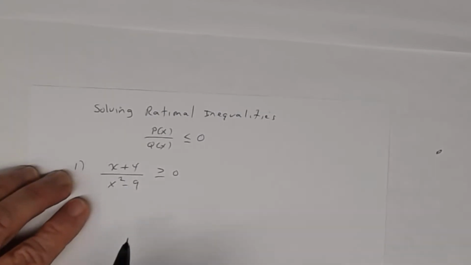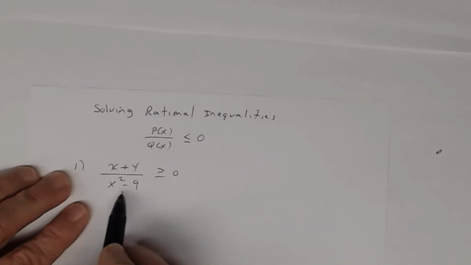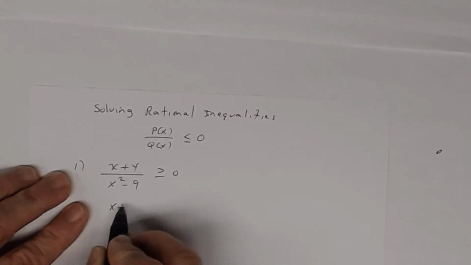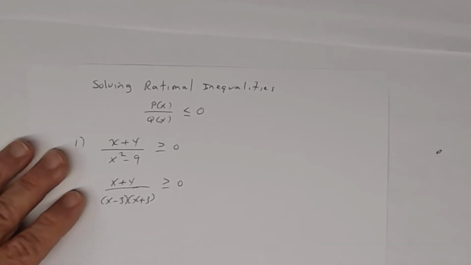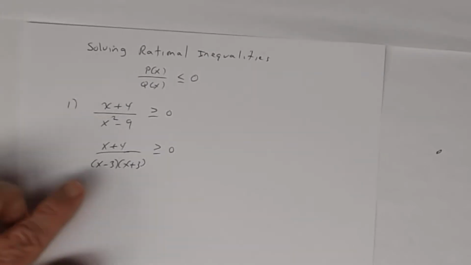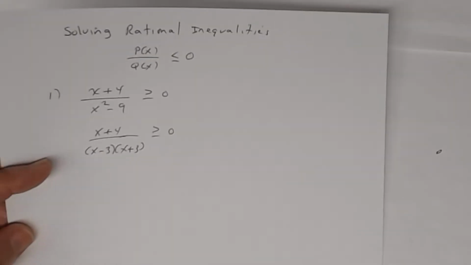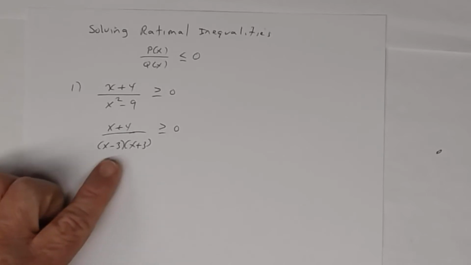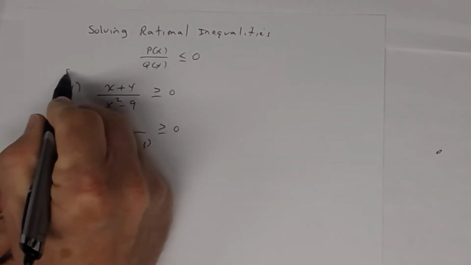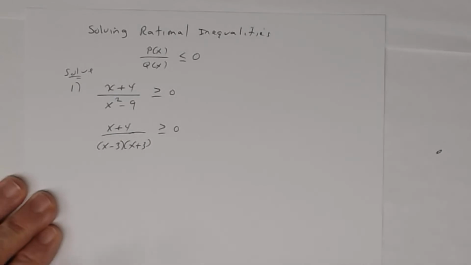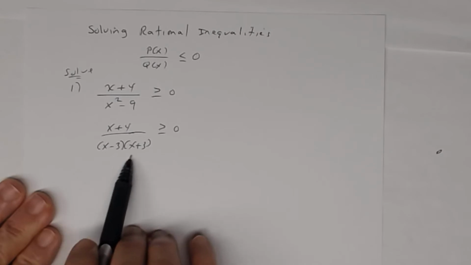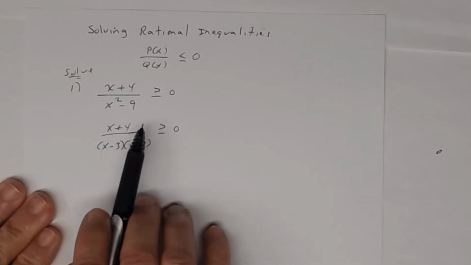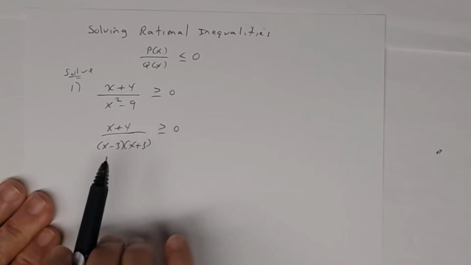In this particular case, I'm going to rewrite this because I can factor the denominator: x plus 4 divided by x minus 3 times x plus 3 is greater than or equal to 0. I factored the denominator, and the numerator you can't factor any further. Remember, to solve this rational inequality you're looking for values of x, any real number, that will make this rational expression greater than 0 or equal to 0.